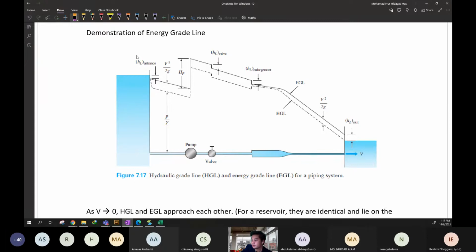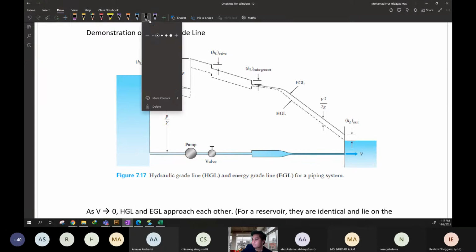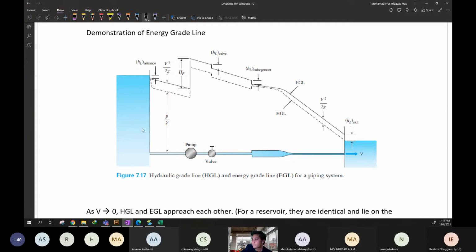So the water is coming from here, right? You can see initially we have a certain amount of energy. When the water enters this section, the pressure drops. You can see the pressure drops slightly when entering this section. Why does it drop?